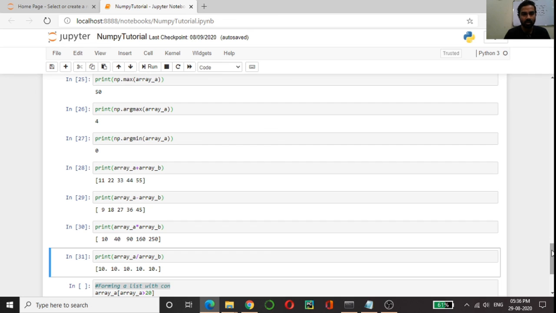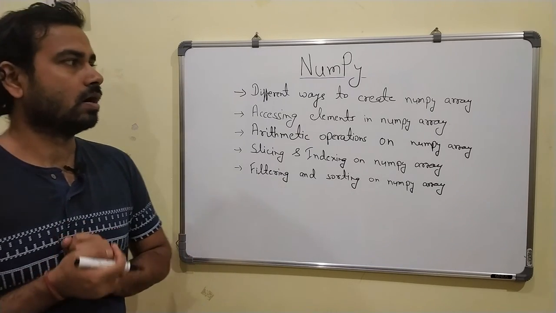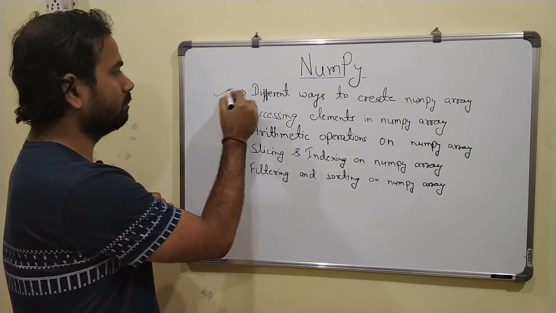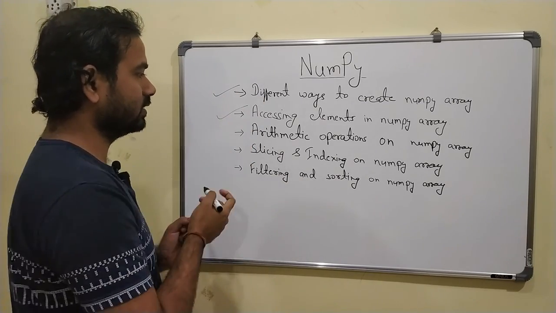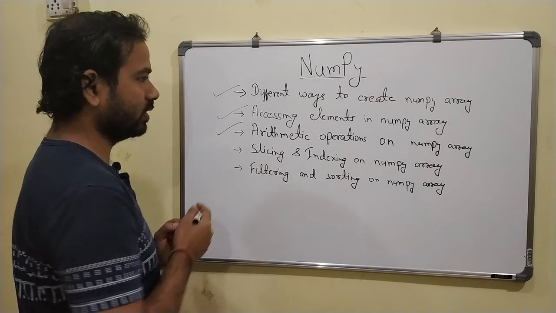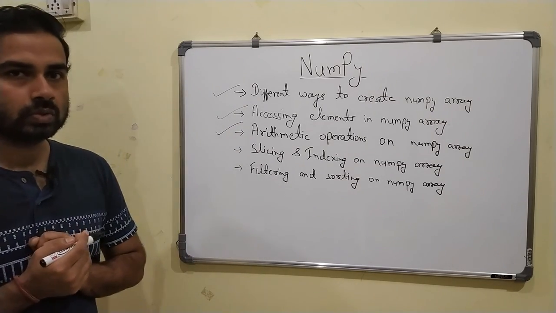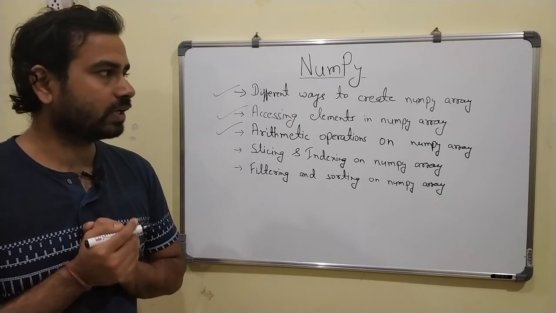So this was all about how we create a NumPy array, how we access the elements in it, and how we do different arithmetic operations on it. That's all from this demonstration. I have given you a practical overview of how to create a NumPy array, access the elements in it, and what arithmetic operations we can do on it. With this we come to the end of this video.